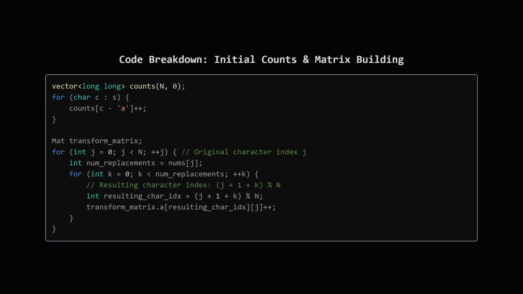So the overall plan is this. First, figure out the initial counts of each character in the string. Put these counts into a vector. Second, build the 26 by 26 transformation matrix based on the nums array. Third, use matrix exponentiation to calculate the transformation matrix raised to the power of t. Finally, multiply the initial count vector by this powered matrix. The resulting vector gives us the counts after all steps. We just sum up these final counts. Remember to take the result modulo 1 billion plus 7, because the number can get very large.